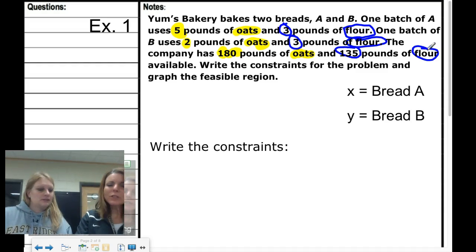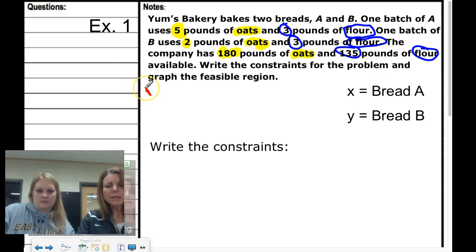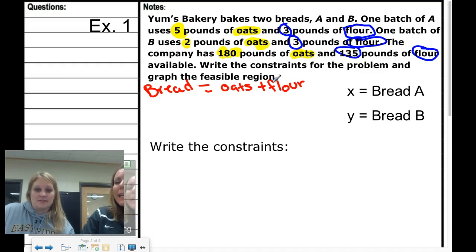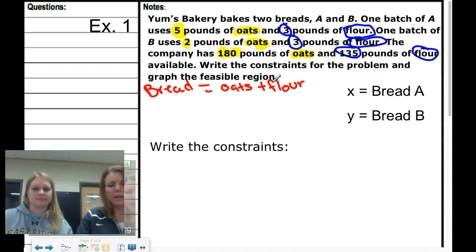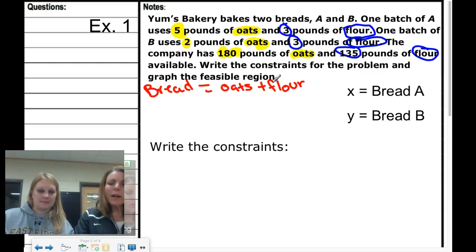All right, let's write. Can you write an equation for me right now? Would you just write the word bread? Bread equals oats plus flour. That is important. You have to have oats and flour. A batch of bread, A and B, is made up of oats and flour.